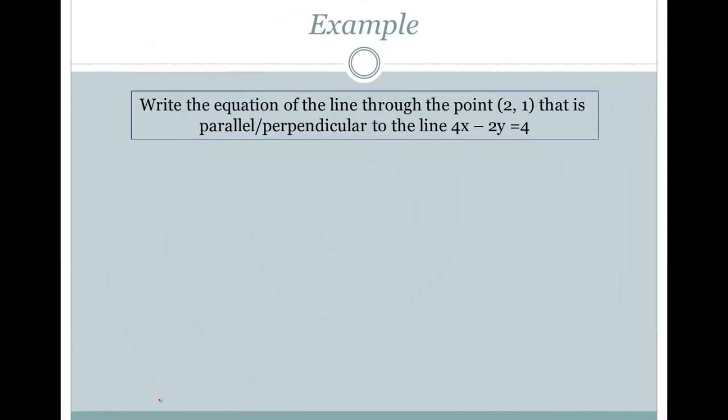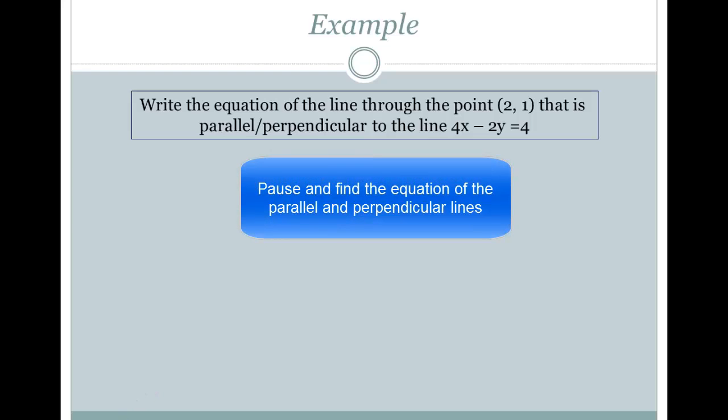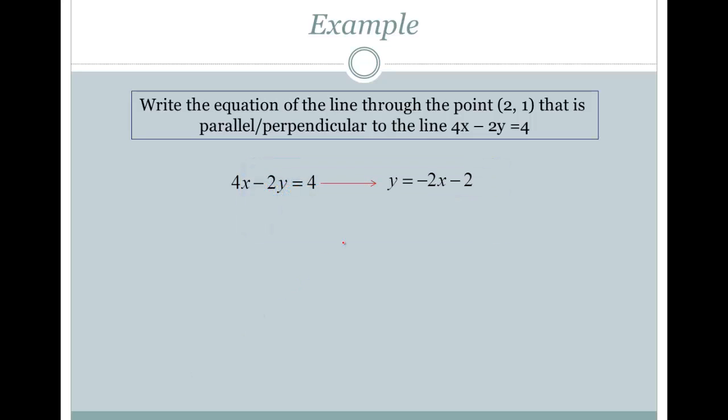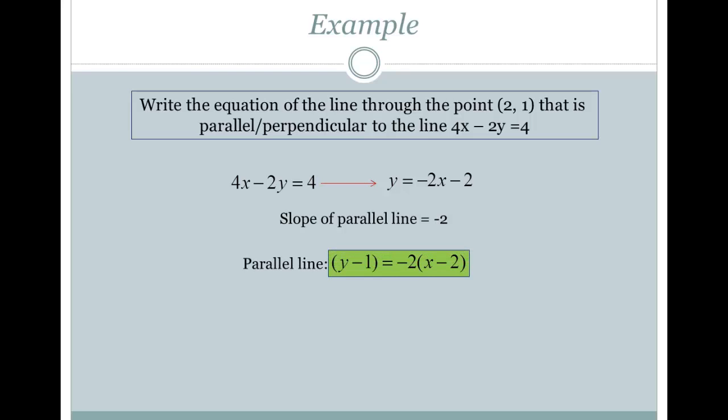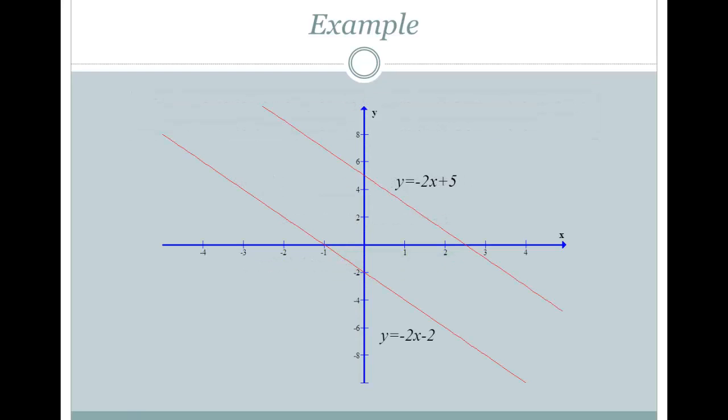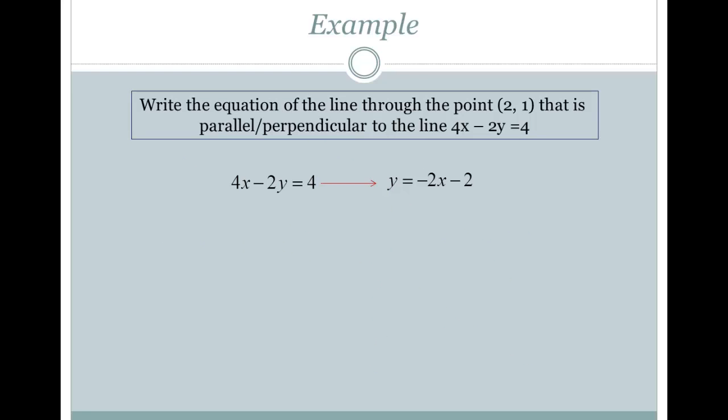Write the equation of a line through a point that is parallel and perpendicular to the line 4x minus 2y equals 4. First step I want to do is put that in slope-intercept form. If I do that, I get y equals 2x minus 2. That means that the slope of a parallel line is equal to 2 because it has to have the same slope. I can then use my point-slope form of the equation. It didn't specify here, so use the easiest one. Here's my point-slope form, the equation for a parallel line, and if I look at those, we can see that they're parallel.